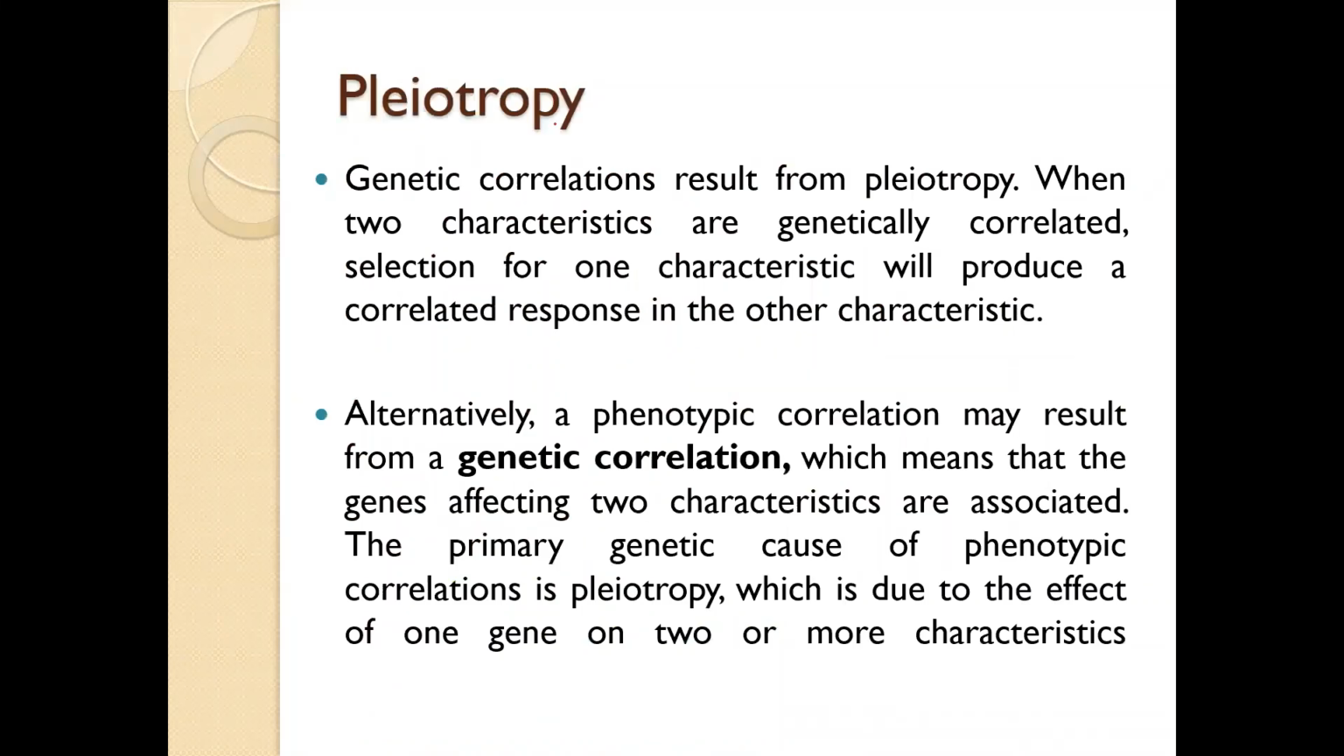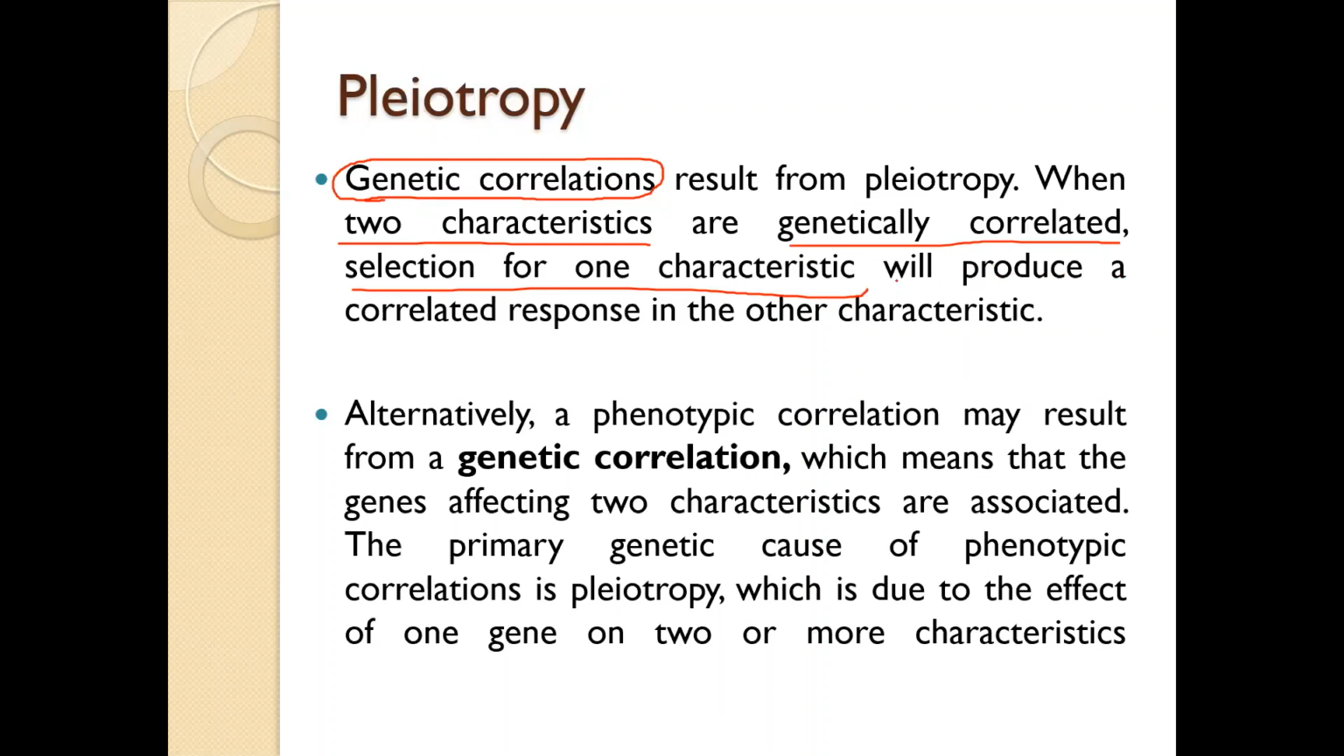So we will start with pleiotropy. Genetic correlations result from pleiotropy. To understand pleiotropy, we need to understand genetic correlations. When two characteristics are genetically correlated, selection for one characteristic will produce a correlated response in the other characteristic. Just try to understand the basic concept behind this. Two characteristics are genetically correlated. If you want to select one characteristic, it will produce a correlated response.